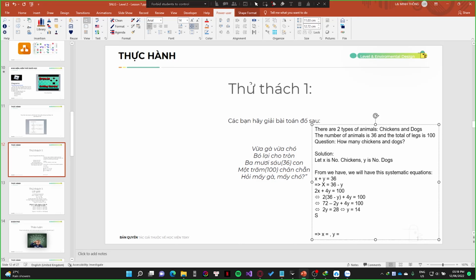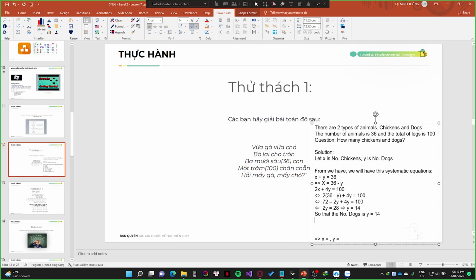So the number of chickens, no wait, y is the number of dogs, not chickens. So the number of dogs is y equals 14. And because x equals 36 minus y, the number of chickens is x equals 36 minus y, equals 36 minus 14, equals what? Equals 22.